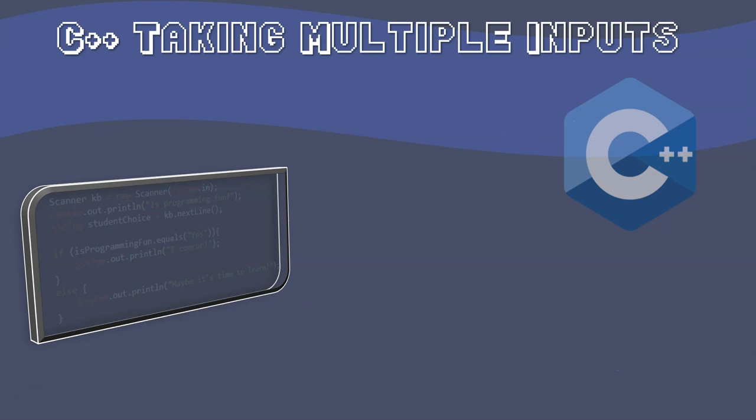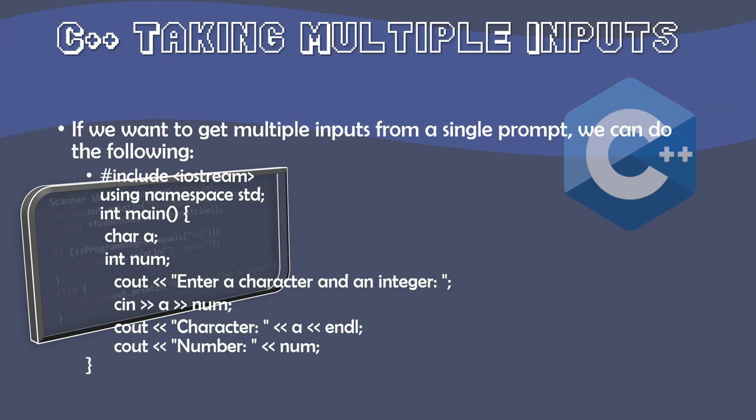Now, what if we want to take multiple inputs? If we want multiple inputs from a single prompt, we can do the following. Notice in here, when we do our cin command, we have two variables, a character and a num. By doing cin, then a char variable, then another set of brackets and then num, we have a way to get multiple inputs in a single line, much as we can do multiple outputs in single lines.